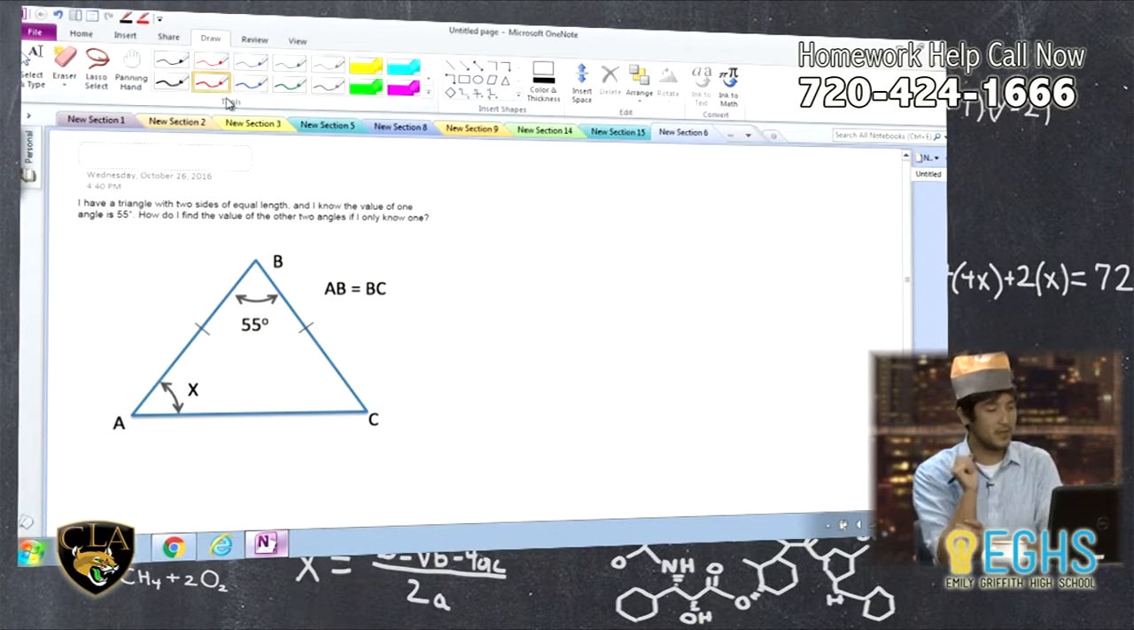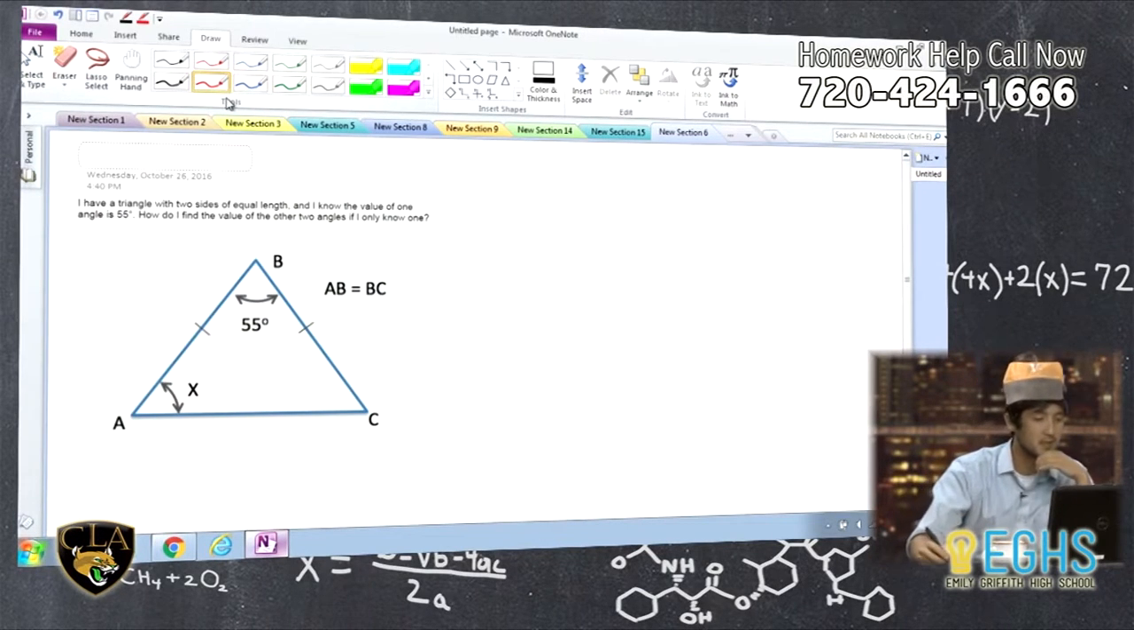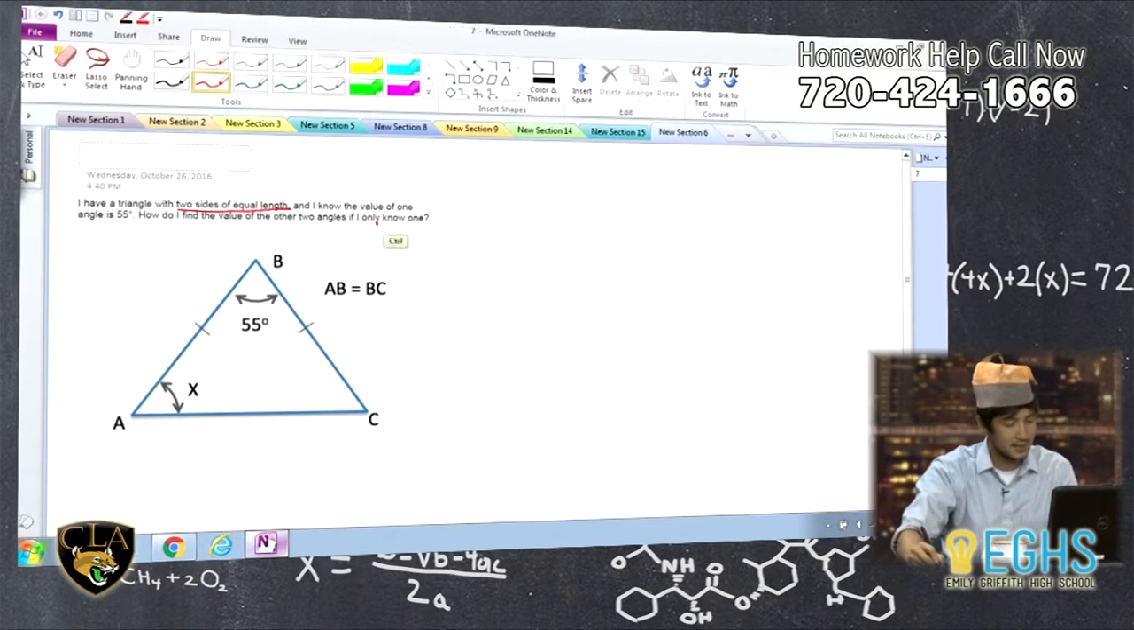Now, this kind of problem is one where you really have to remember some properties of these triangles. First of all, I want to point out what we mentioned in this problem: a triangle with two sides of equal length, and that's going to be really important. A triangle with at least two sides of equal length is called an isosceles triangle.